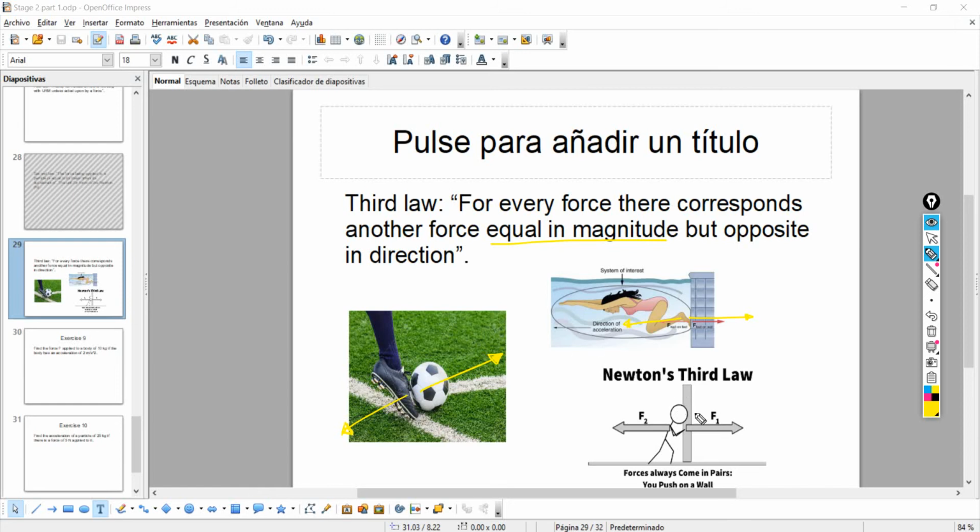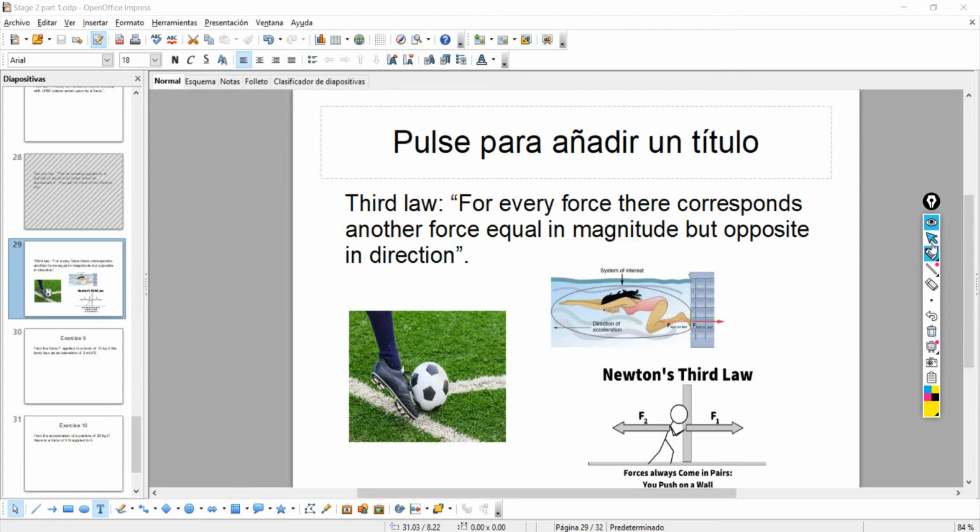So for example, if force 1, which is the force applied by the stick figure to the wall, is 5 newtons, let's suppose, then this other force, which is the force applied by the wall on the stick figure, will also be 5 newtons, only applied in the opposite direction. So for every force there corresponds another force equal in magnitude but opposite in direction.